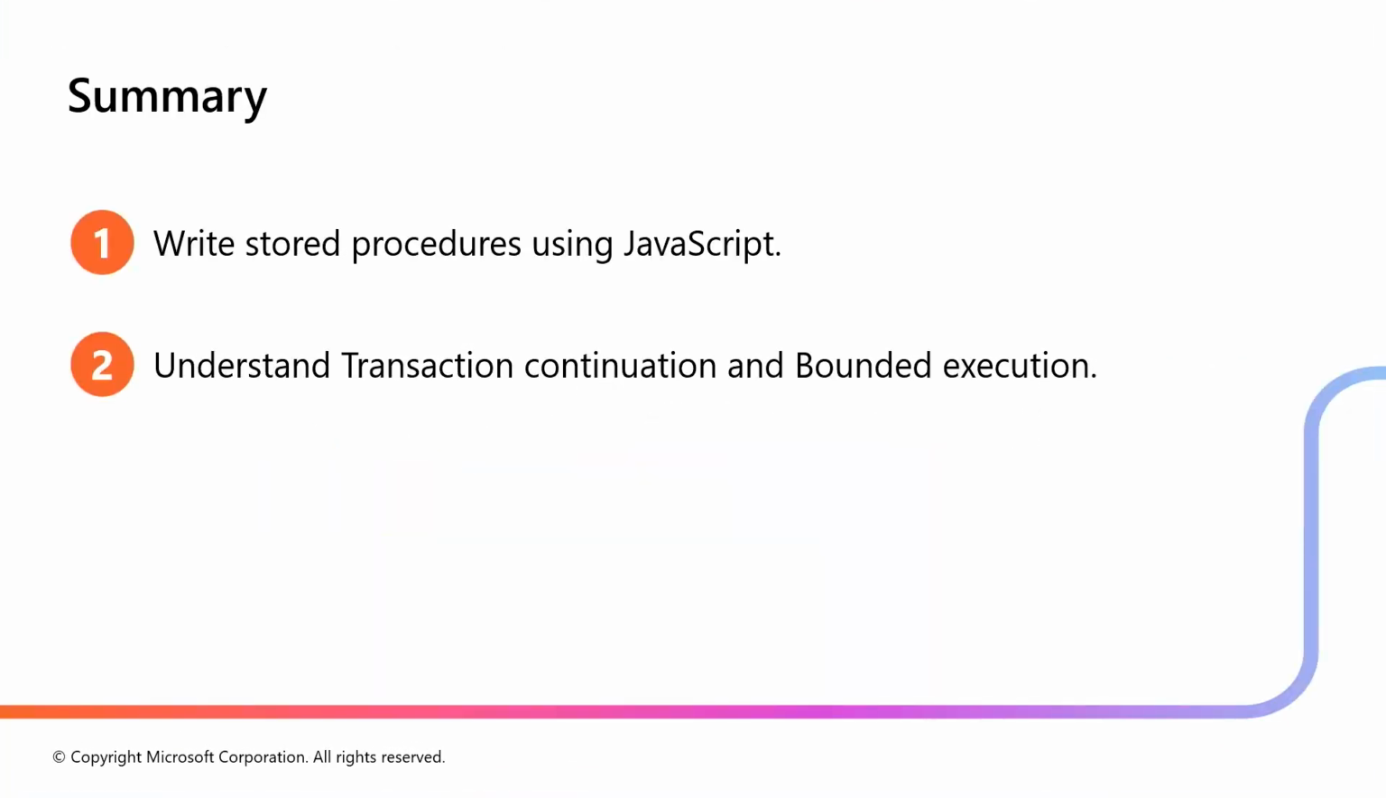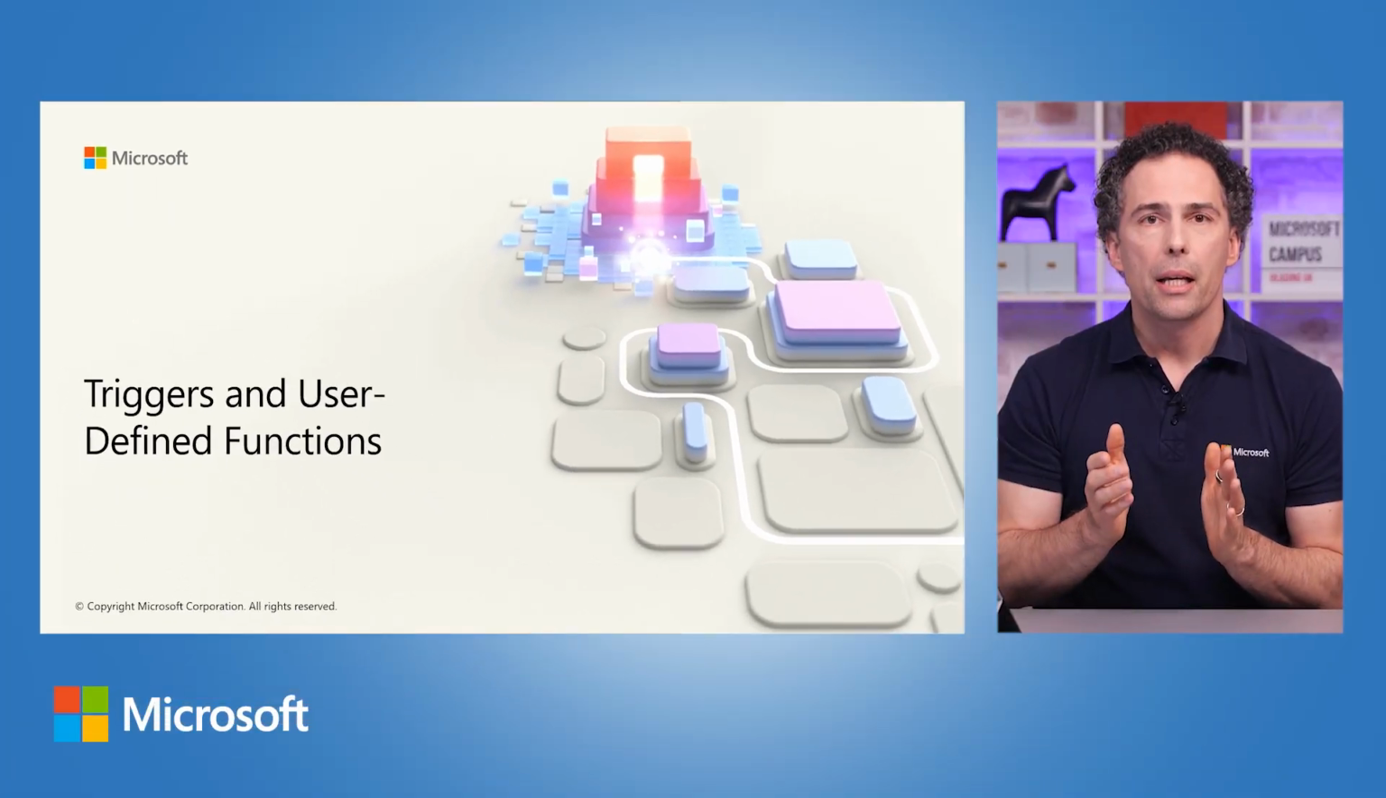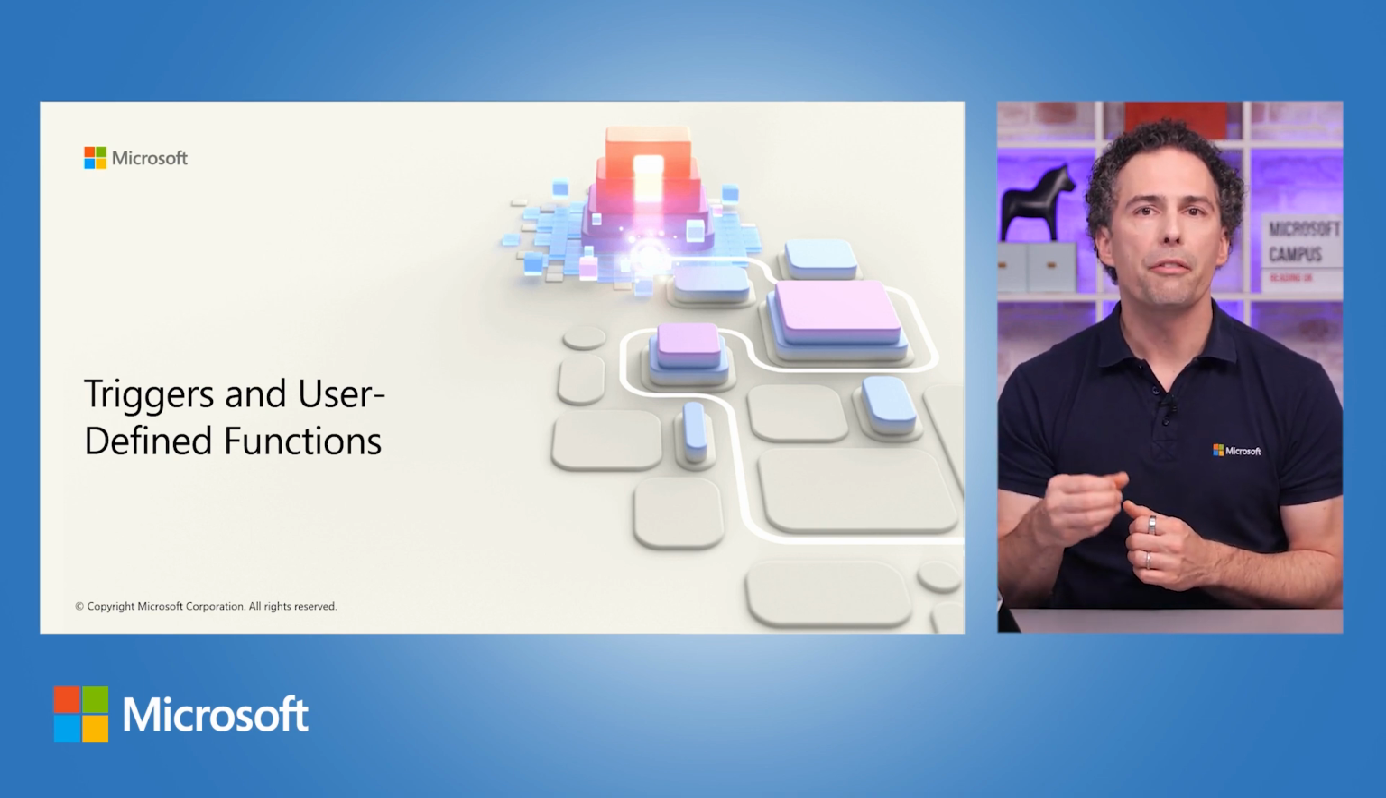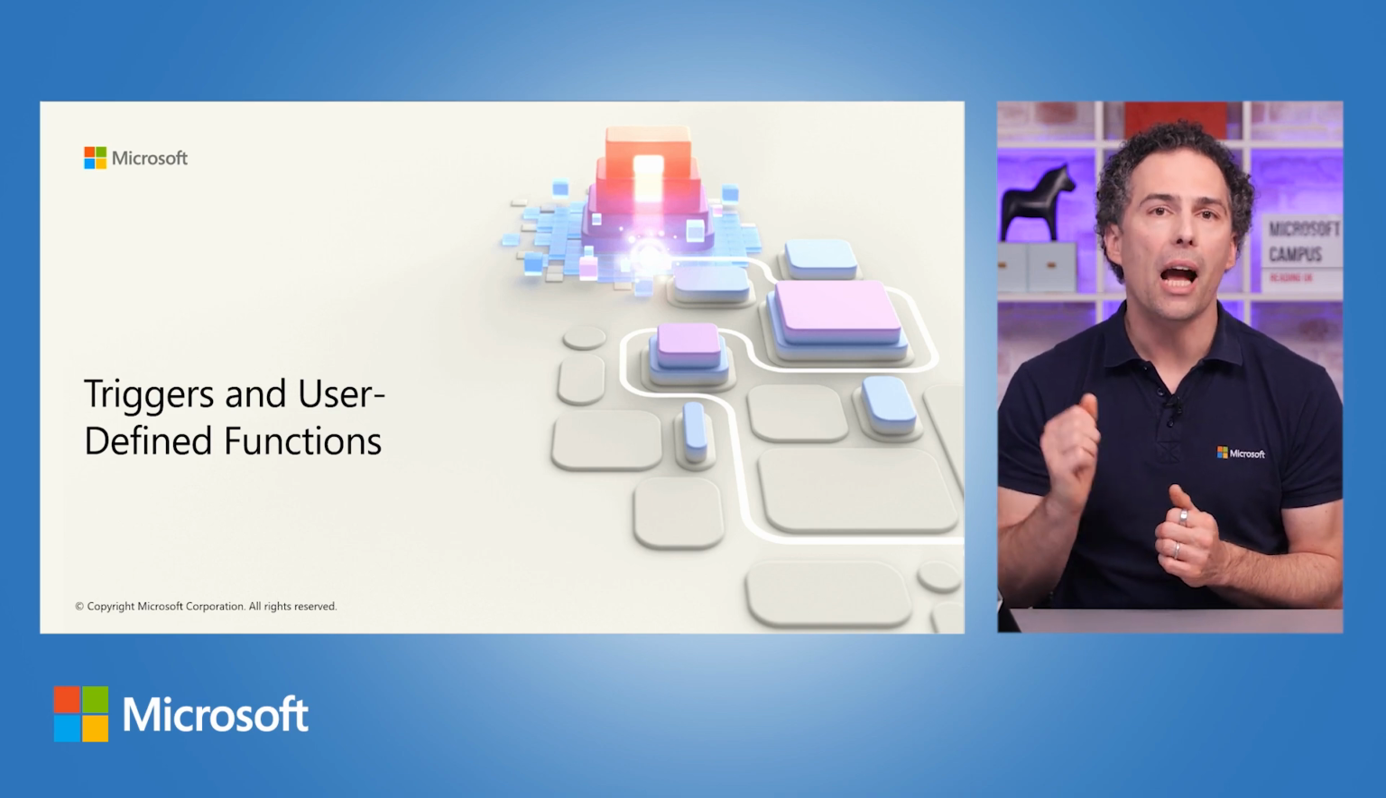In this unit, we talked about how to write stored procedures using JavaScript and understand transaction continuation and bounded execution. In the next unit, I will show you how to create triggers and user-defined functions, UDFs, in Azure Cosmos DB.